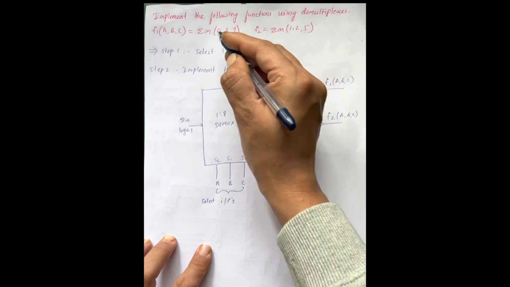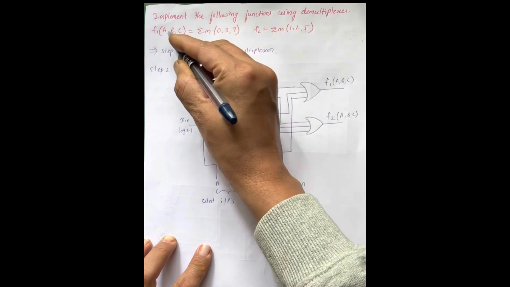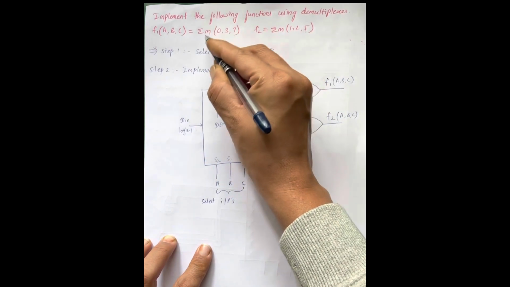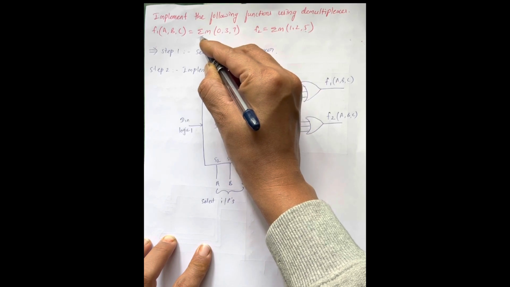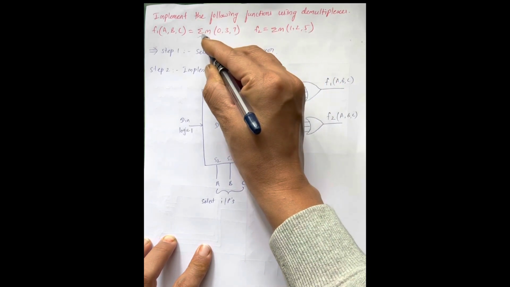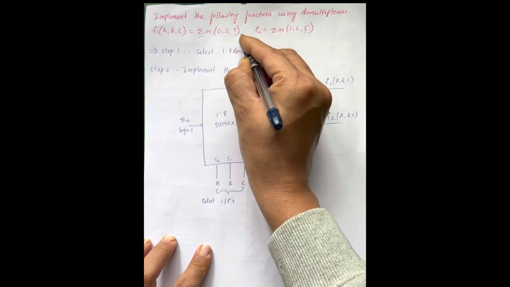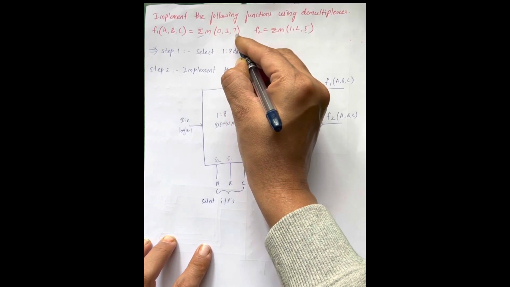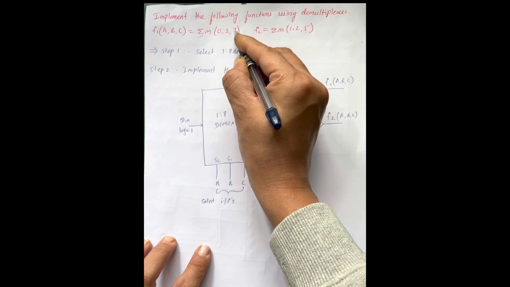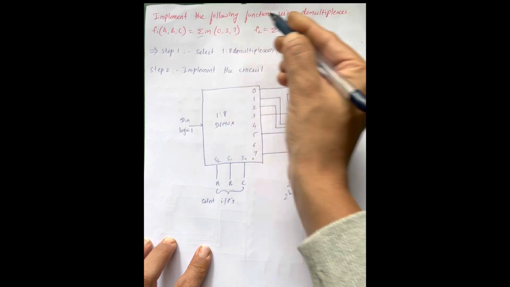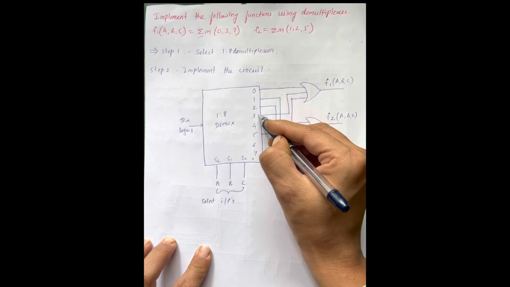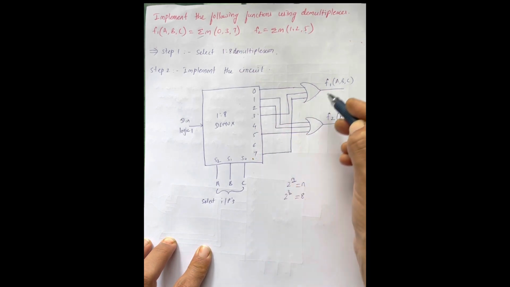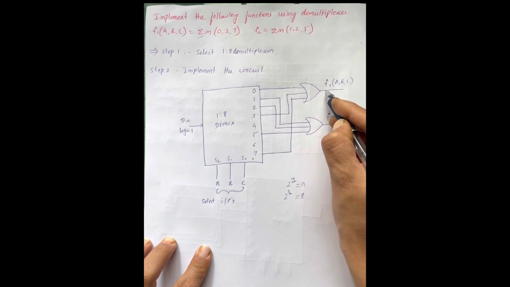Now I have to implement functions f1 and f2. In function f1 we have 0, 3, 7. This is the SOP equation, as it has a summation sign. So we have to just sum these product terms. These are product terms: 0, 3, 7, and I have to sum these 3 product terms. For summing them, I have to use an OR gate. So I used an OR gate and provided inputs 0, 3, and 7. So I'll get the output for f1 here, right?